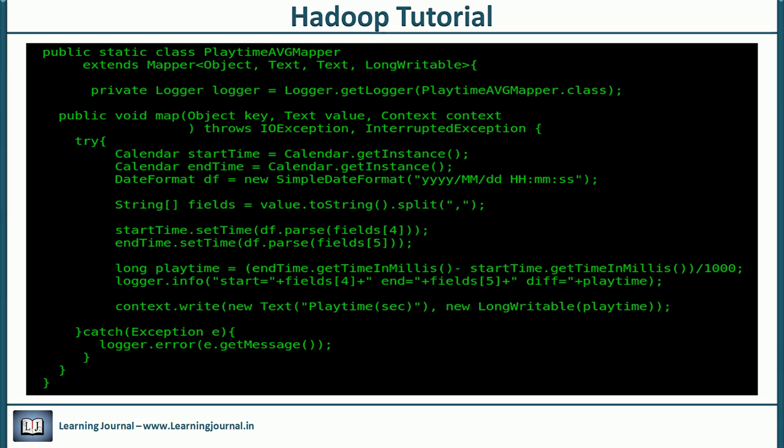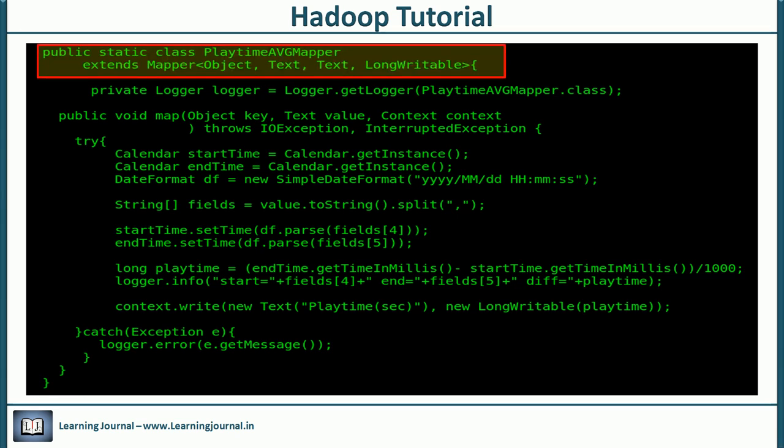Let's quickly look at the code. So, this is the code for the mapper. When we extend the mapper class, we specify 4 data types. The first two are input data types for the mapper. Since we are not using input key, we take it as object. The value is a text, and that's obvious because each line in the file is a plain text.